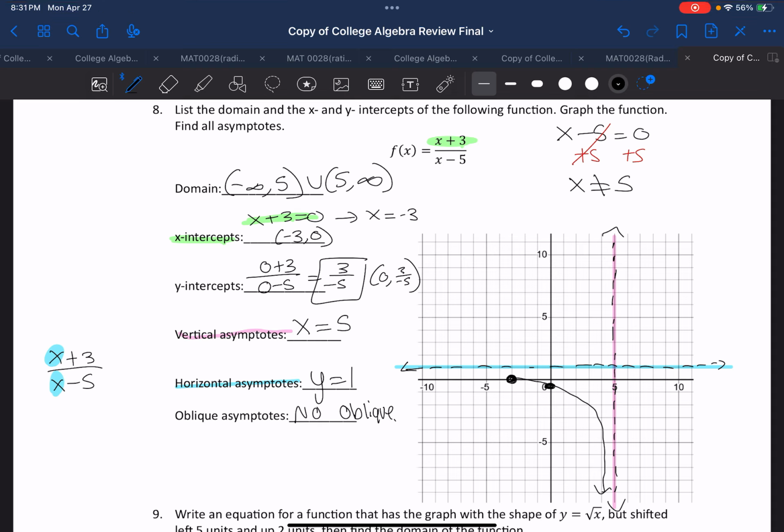And then what you could do is plug in -5 here to see what the graph's doing at -5. So that'd be -5 plus 3 over -5 minus 5. This would be -2 over -10, which would be +1/5. So that would be about right here.